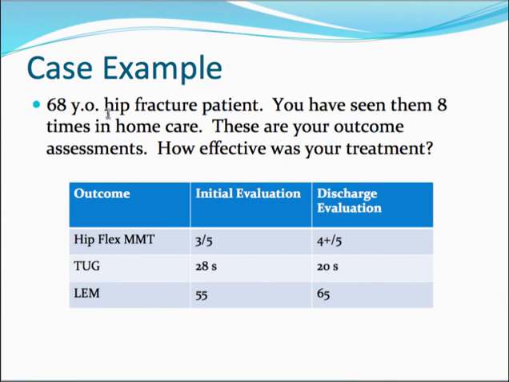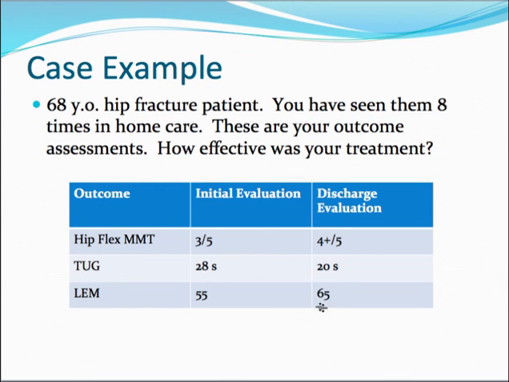So here's a case example where you have a 68-year-old hip fracture patient. You've seen them 8 times in home care. These are their outcome assessments. How effective was your treatment? So essentially we have hip flexion manual muscle testing. It went up by 1.5 grades. We improved them 8 seconds on the TUG, and on the LEM they've gone from 55 to 65. And so the TUG scores dropped into a lower category, and certainly the LEM has changed from just problems with basic ADLs into moderate difficulties.